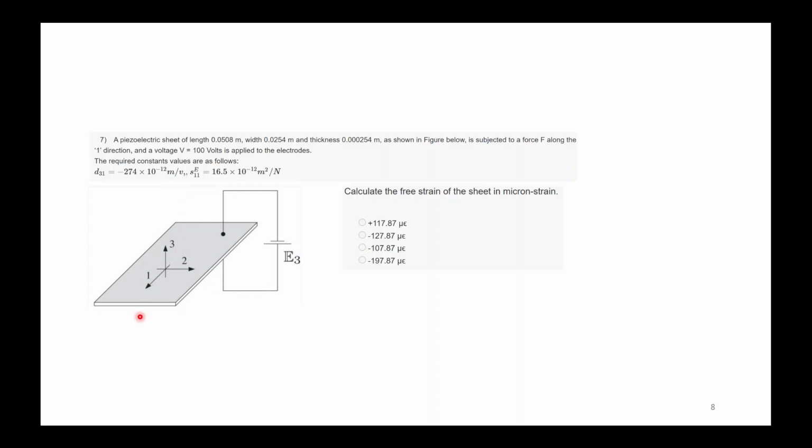So this one direction is this one, and the voltage V of 100 volt is applied to the electrodes. Now the required constant values are as follows. So D31 is given, S11E is given. Now we have to calculate the free strain of the sheet in microstrain. Your answer will be this.